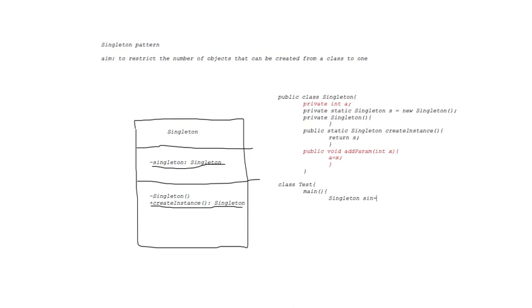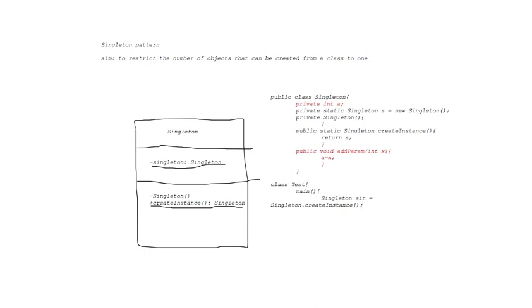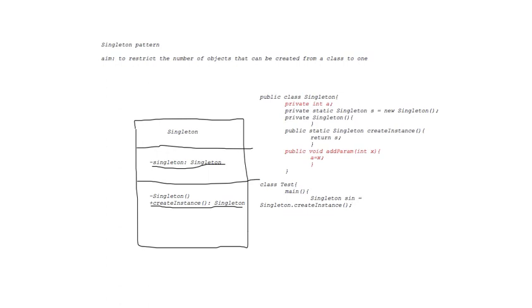In the main method, what we are doing is we create a Singleton object, sin. To create an object from this singleton class, we should use the createInstance method, because the singleton constructor cannot create objects, since it is a private method. We cannot invoke this constructor because it's private. So we call Singleton.createInstance, because it's a static method, we can just invoke that method using the class name dot. Okay.